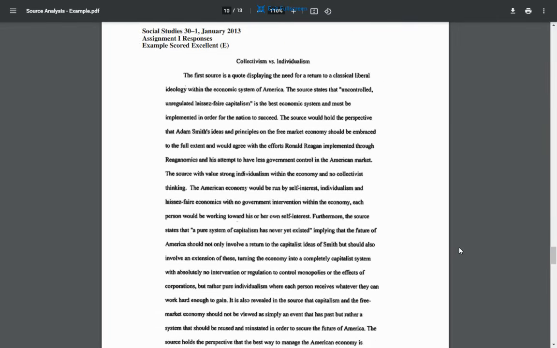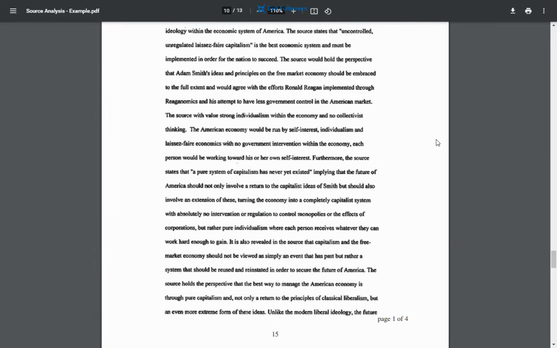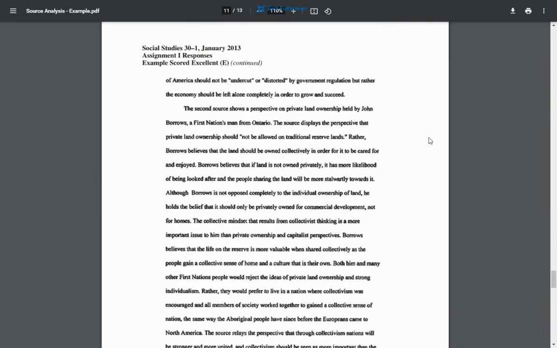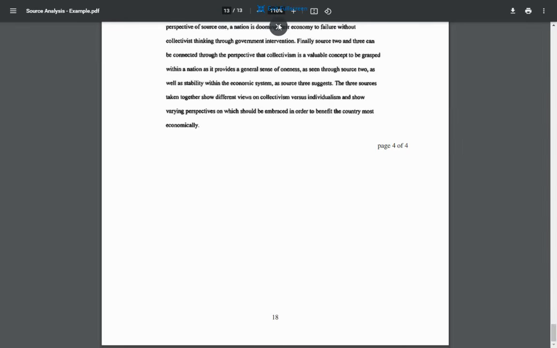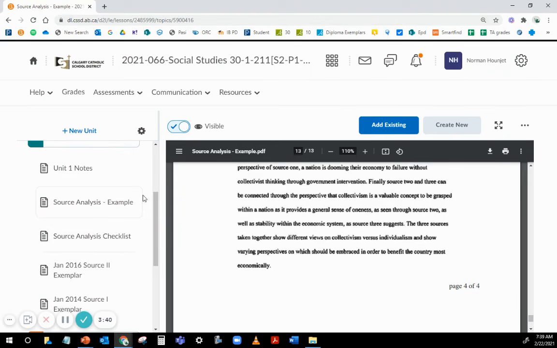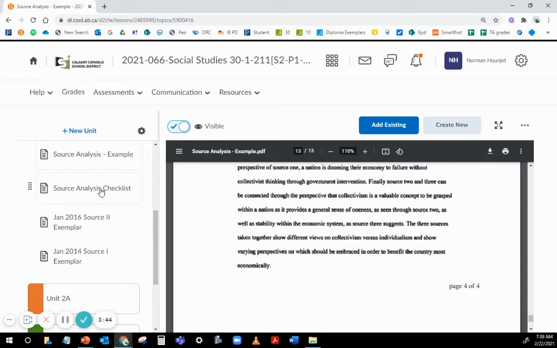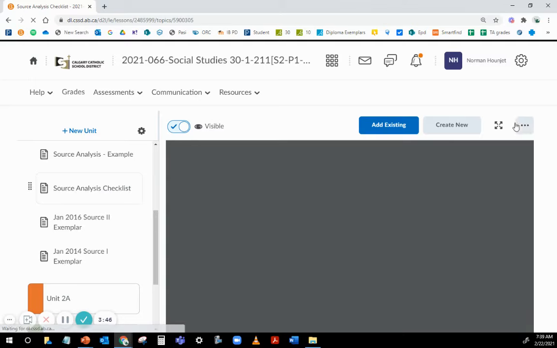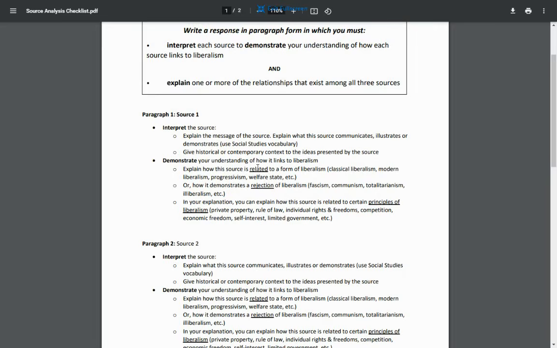And then finally, you'll come across the student who scored excellent. This student got 100%. Try to read through what they wrote and understand why they scored 100%. What was so good about theirs? Once you've done that, you can take a look at the source analysis checklist. This is a list of my recommendations of what to put in each paragraph.